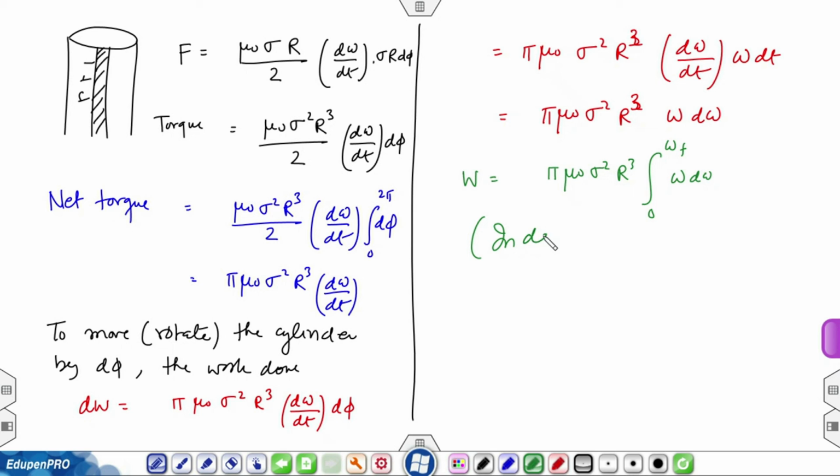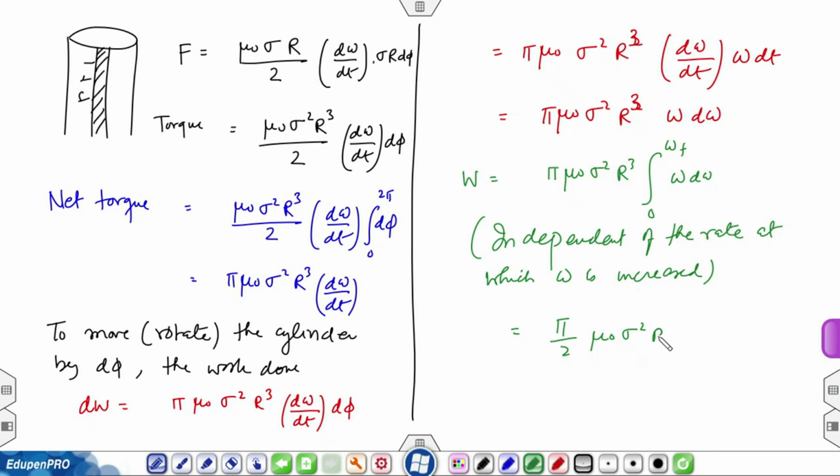You see, this is independent of the rate at which omega is increased. So, this is going to be equal to pi by 2 mu 0 sigma square r cubed omega f square. That is the answer. Now, let us do the same thing through the energy method.